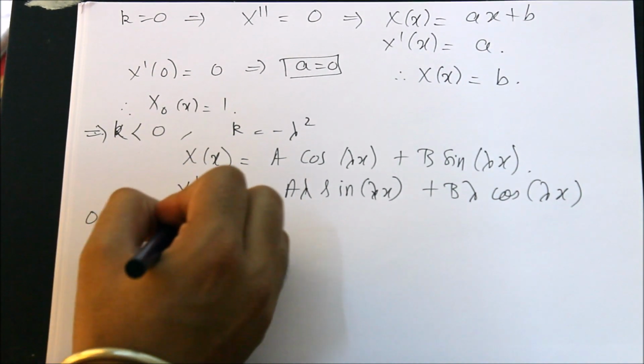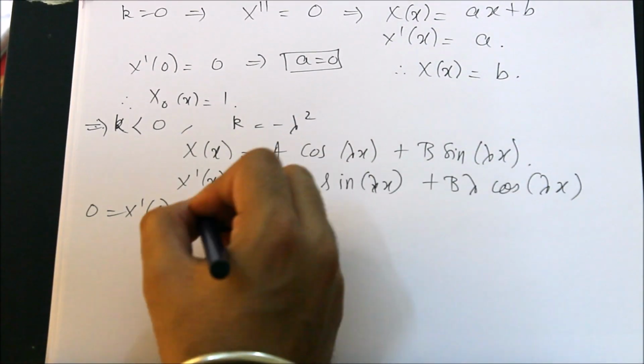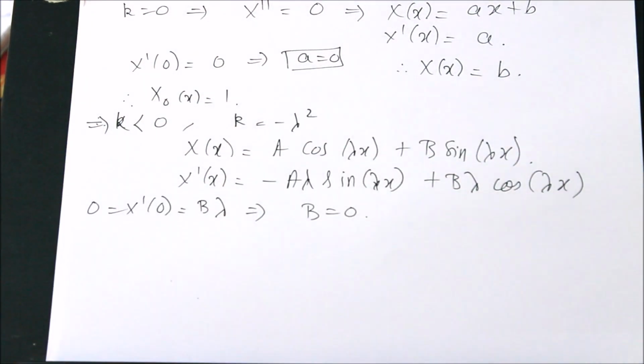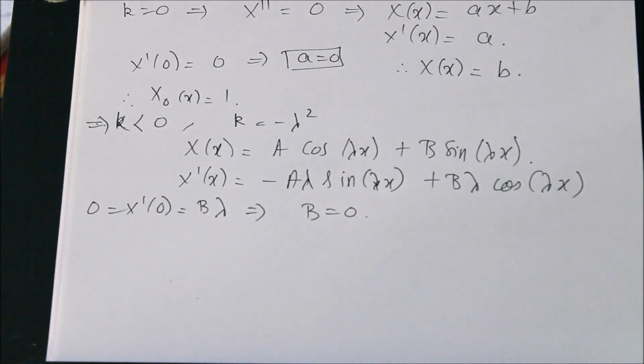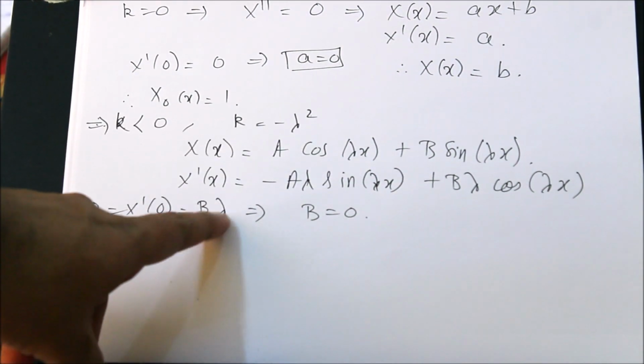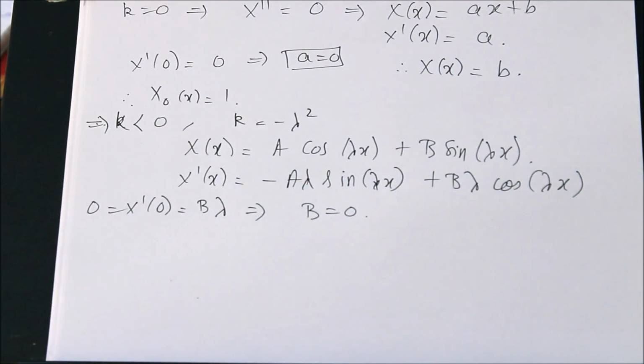Okay, now what is x dash of 0? If I do x dash of 0, I get sin 0 is 0, cos 0 is 1, I get b lambda. So this implies either b is 0 or lambda is 0. But the lambda can't be 0, right? Because my k is negative, that means my lambda is strictly positive. So my lambda can't be 0, therefore my b has to be 0.